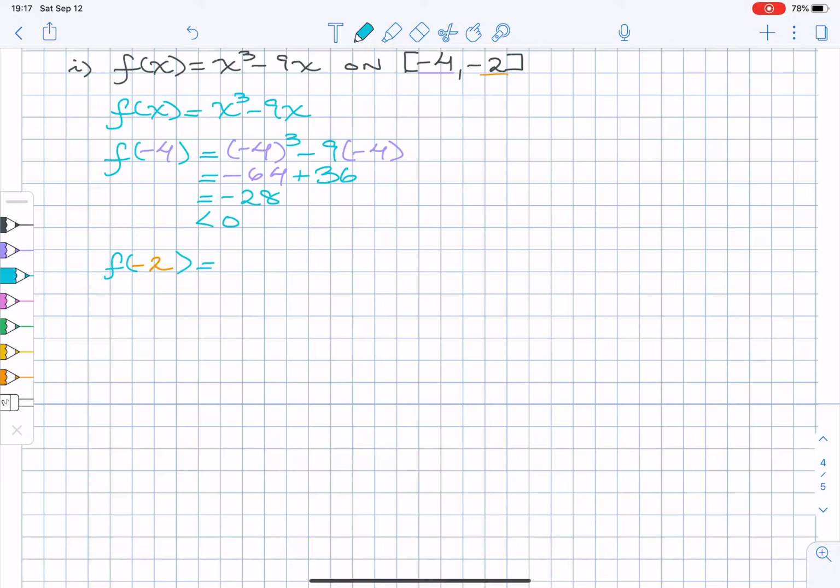So this will be the quantity -2 cubed minus 9 times the quantity -2. So what does this give us? This gives us -8, to which we're adding 18. Okay, well, we can clearly see that that is 10, right?